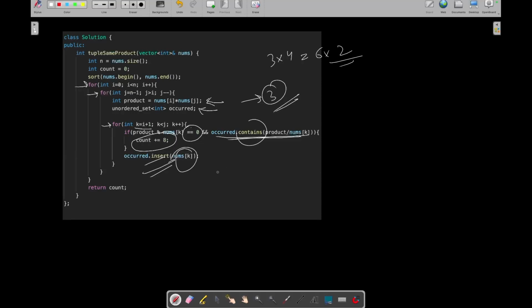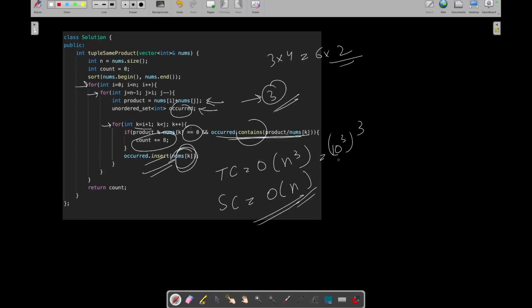So what will be its time complexity? Its time complexity will be big O of n to the power 3 and its space complexity will be big O of n, right? Because in occurred we are storing the numbers of the array, so it can store up to n numbers, so that's why its space complexity will be big O of n. So the time complexity is 10 to the power 3 cubed, right? As n is 10 to the power 3. So 10 to the power 9 is also not going to work. It will also give TLE.